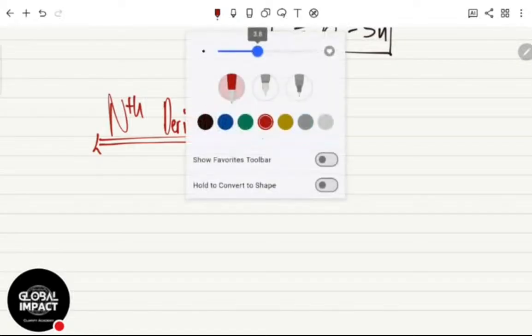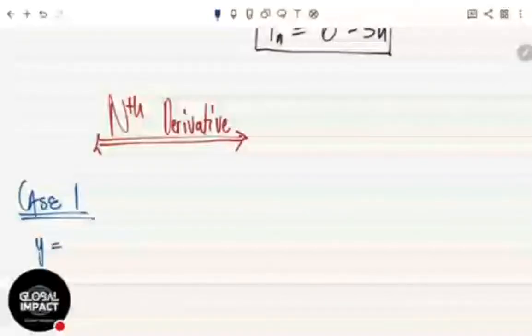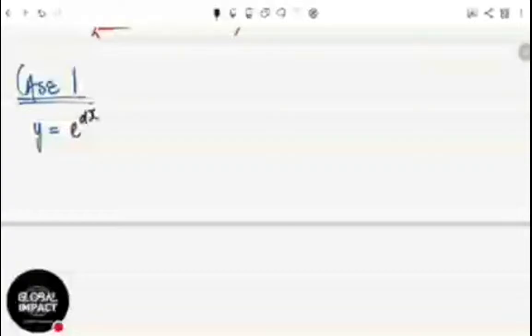Let's put the cases for nth derivative that you're going to meet. You're going to meet case 1, a situation where you have y being equal to e to the x. Sometimes you can be told that you have y being equal to e to the ax, or ae to the x, anything like that. Now I want to be able to find the nth derivative. This is my case one.